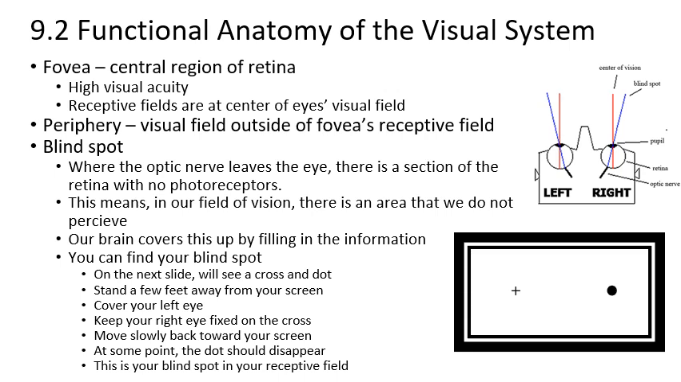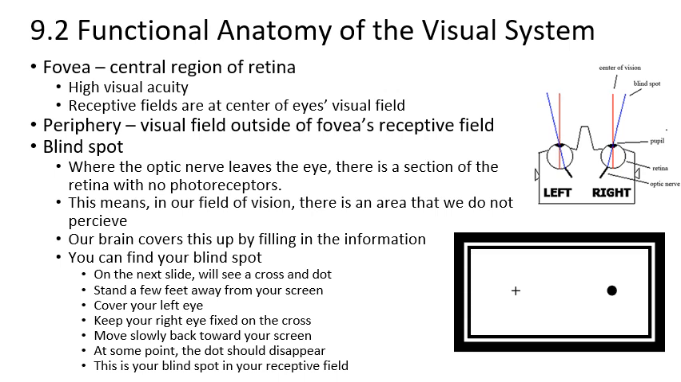The fovea, again, is the central region of the retina, and receptive fields are at the center of the eye's visual field. So the periphery is this visual area that's outside of the fovea's receptive field. If you think about peripheral vision, this is what's being picked up on this area outside of the fovea. Then there's this blind spot.